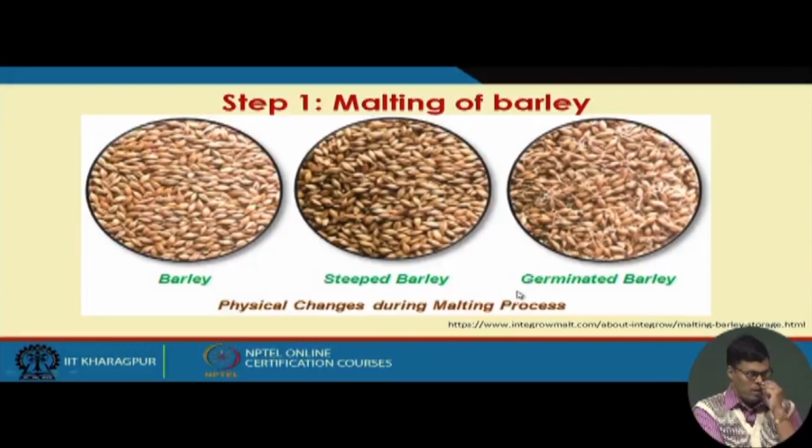Now morphologically it looks like this. The dry barley grains look like this, and then after the steeping process the wetted barley grains look like this, and after the germination of the barley grains it looks like this. This is the physical change that takes place during the malting process.